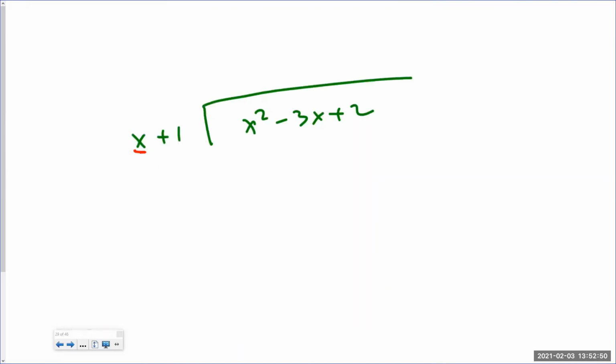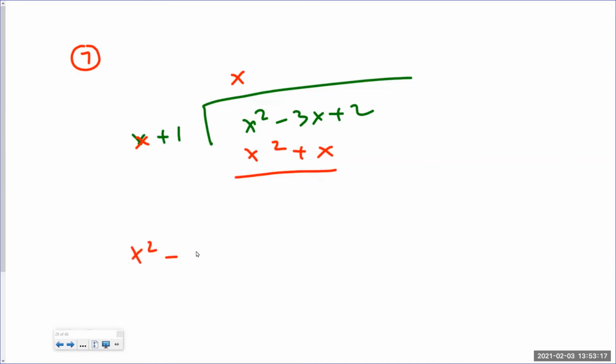X times x squared is what? Wait, which problem is this? Number 7, I think. X times what is x squared? Do you guys want me to finish it or not? Yeah, okay. So then x times x plus 1 is x squared plus x. Do you see that? Then you're going to subtract this.